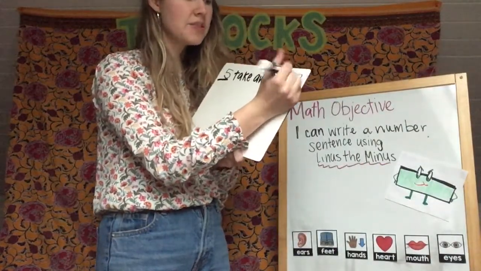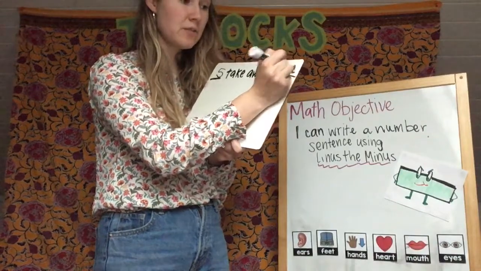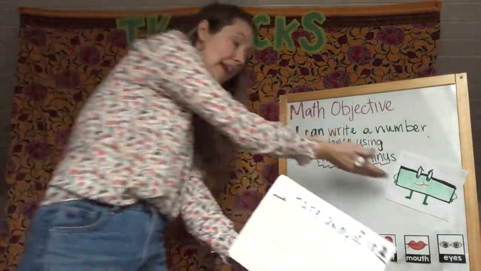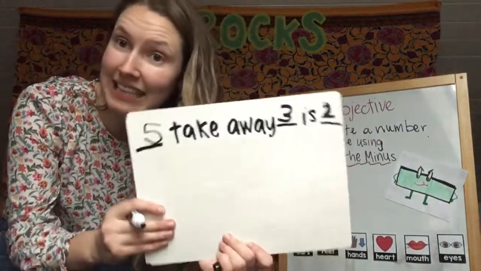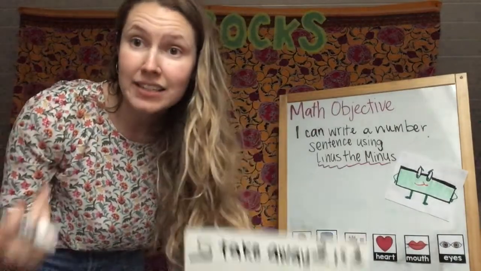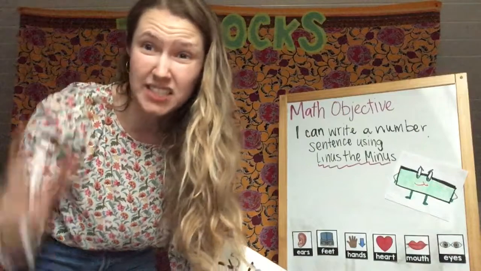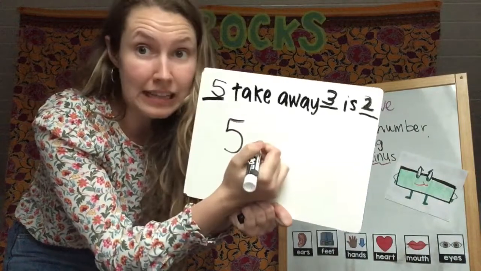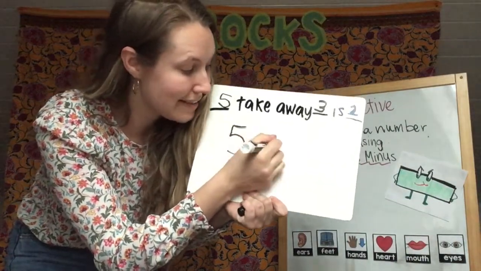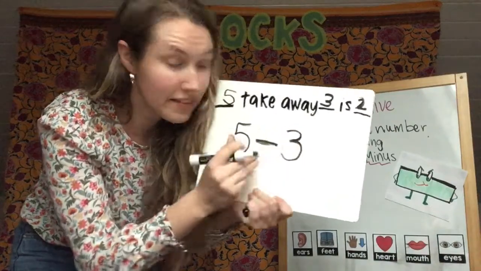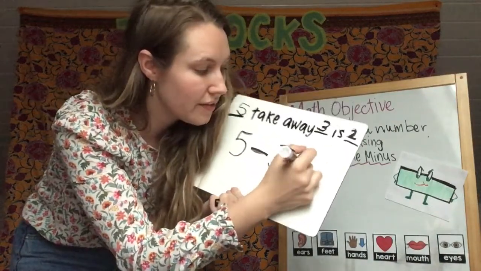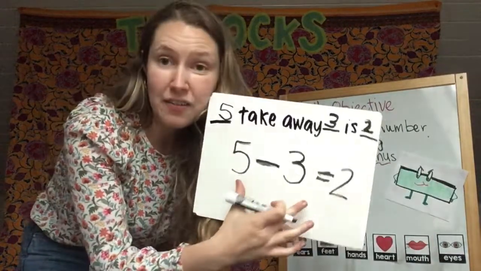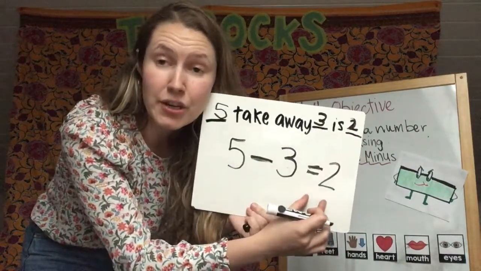But wait a second. Our objective today is not to write sentences. We want to write number sentences. So how can I do this with my number sentence? Well, that's where I have Linus the Minus, and he's already hiding in this sentence. The words take away tell me that Linus the Minus is there because he's the one who takes them away. So we would write that as 5, stick Linus the Minus in there, minus 3, because that's how many he took, equals 2. And I know I had to put my equal sign there because that shows me that 5 taking away 3 is 2.